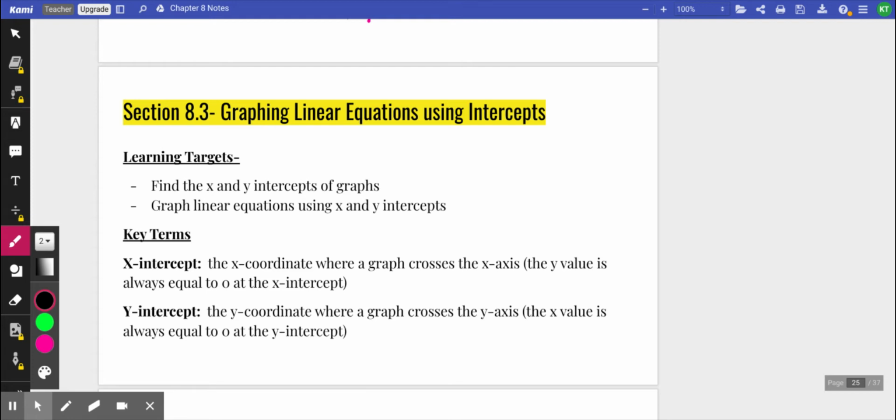Your learning target is to be able to find x and y intercepts of graphs and then graph linear equations using those intercepts, okay? An intercept is where a graph crosses the x-axis or y-axis, okay? So the x-intercept is the x-coordinate where the graph crosses the x-axis, and the y-intercept is the coordinate where it crosses the y-axis.